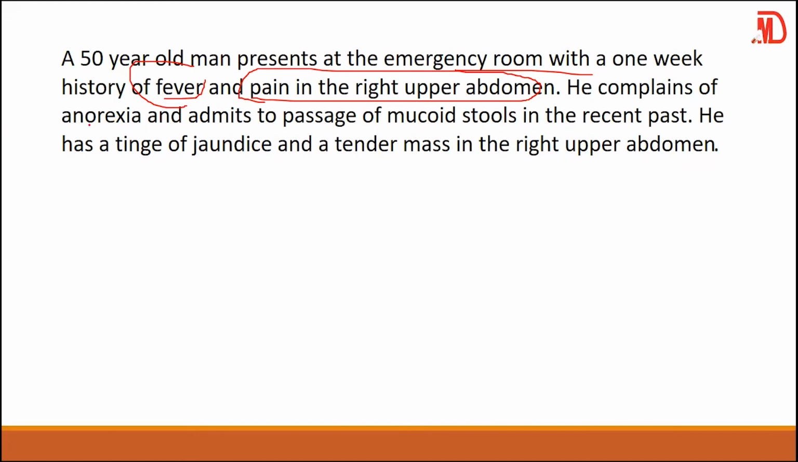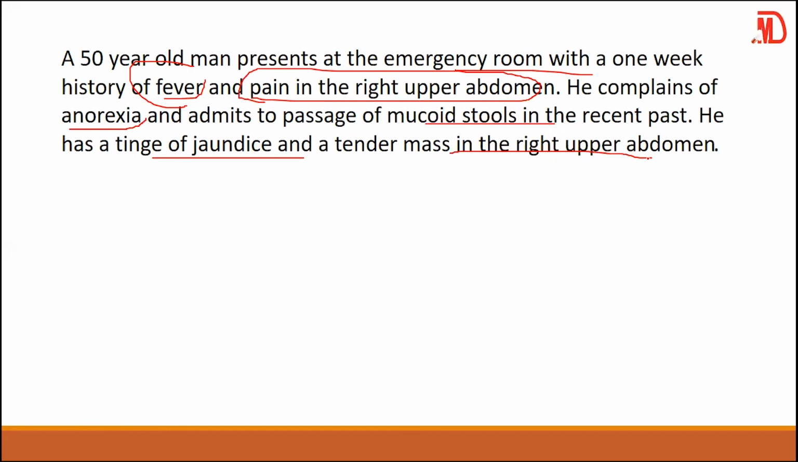Now he complains of anorexia and admits to the passage of mucoid stool in the recent past. He has a tinge of jaundice and a tender mass in the right upper abdomen. So usually if questions start talking about food in terms of fatty food or fried rice and things like that, then majorly what you think about is the gallbladder. But over here, we'll be thinking more of the liver instead of the gallbladder.